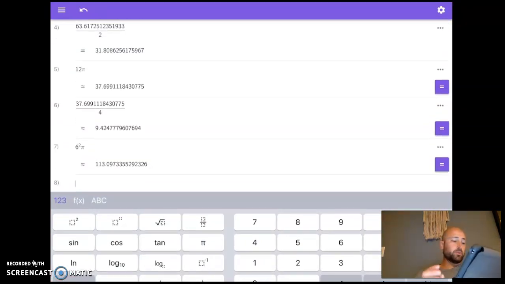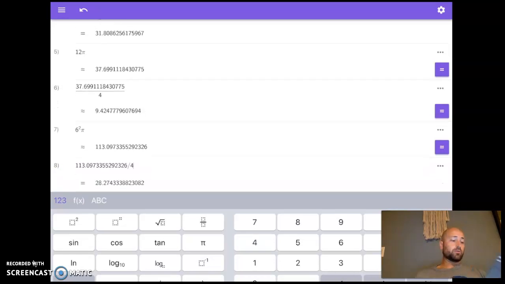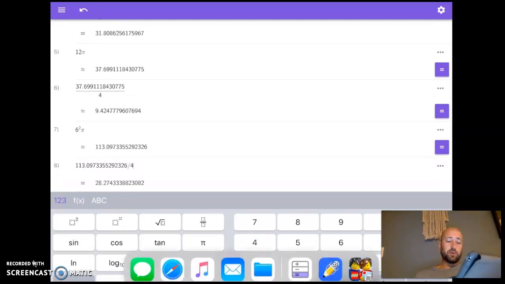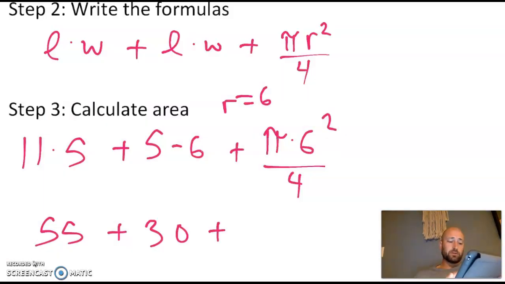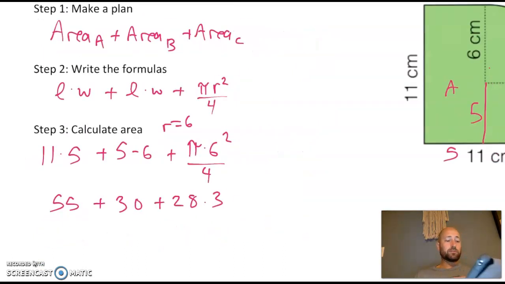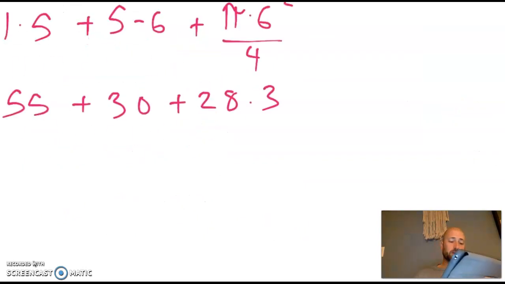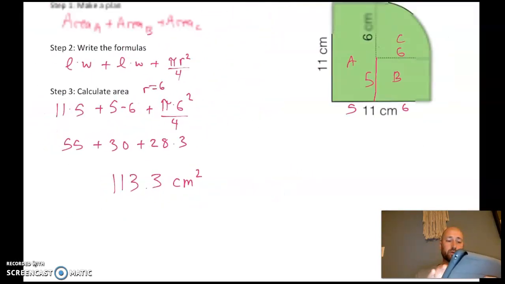So 113.08 was only a quarter circle. So what I got to do is take that answer and divide it by 4. So that quarter circle comes to 28.27. The 7 rounds the 2 up, so that becomes plus 28.3. So 55 plus 30 is 85. 85 plus 28.3 is 113.3, and we're dealing with centimeters squared.